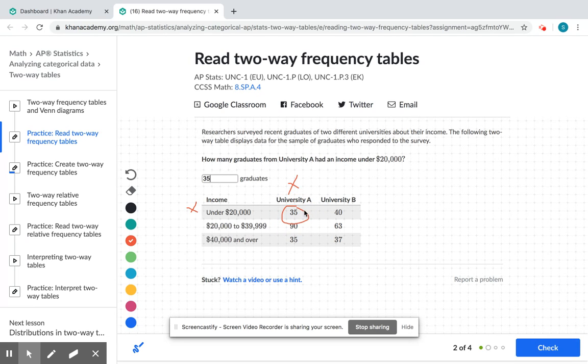Had they been asking what was the income for both University A and University B, you would have added these. So we're really just looking for the information that they're asking for.